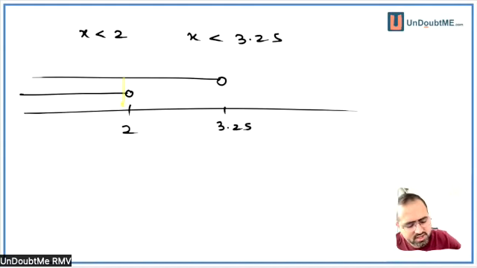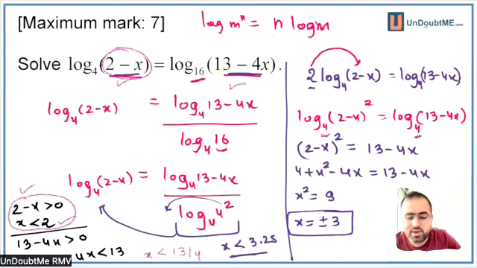So my safe region is having both of them true. I cannot work in this region because when you are putting any value between 2 and 3.25, one of the logs will have a negative input. You can check it out. If you put positive 3 over here, 2 minus 3 is minus 1, which is not allowed. It means that x is equal to plus 3 is rejected. You have to mention that in the reasoning, why you are rejecting plus 3. Everyone is clear with that?